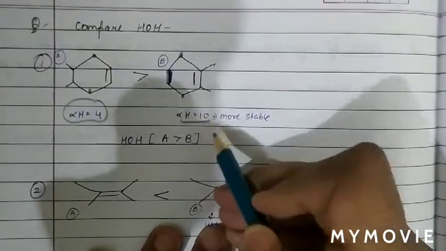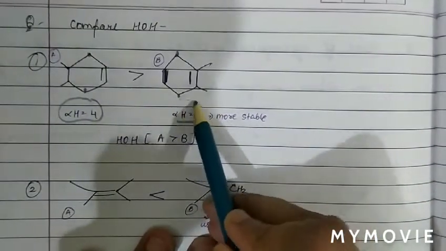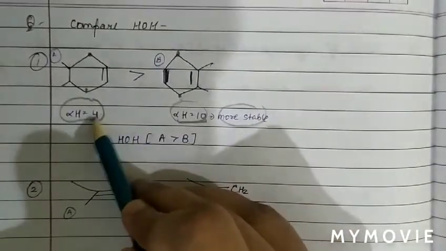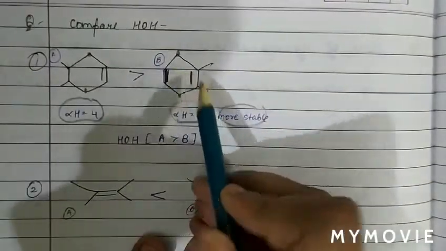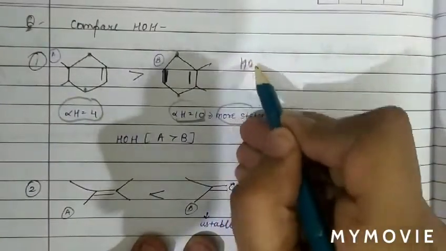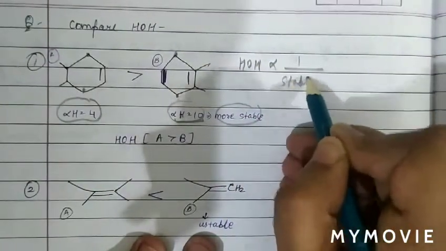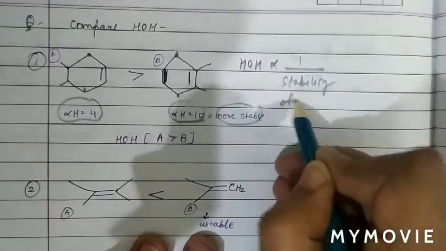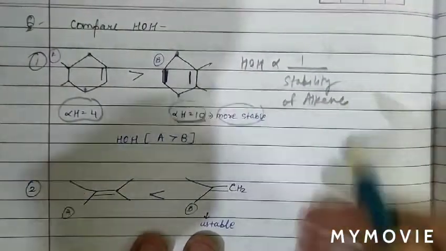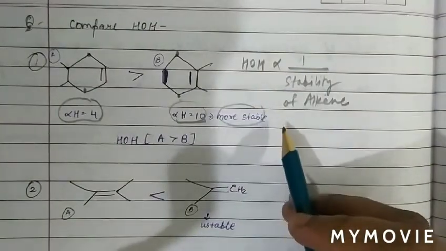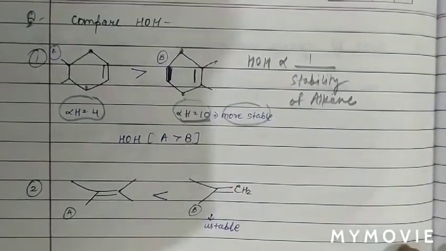So basically alpha H are 10, and we know more number of alpha H means more stable, less alpha H means less stable. So this is the more stable alkene, and we know heat of hydrogenation is inversely proportional to stability of alkene. So we can say if stability of alkene is more, then less is the heat of hydrogenation. Now see the next question.